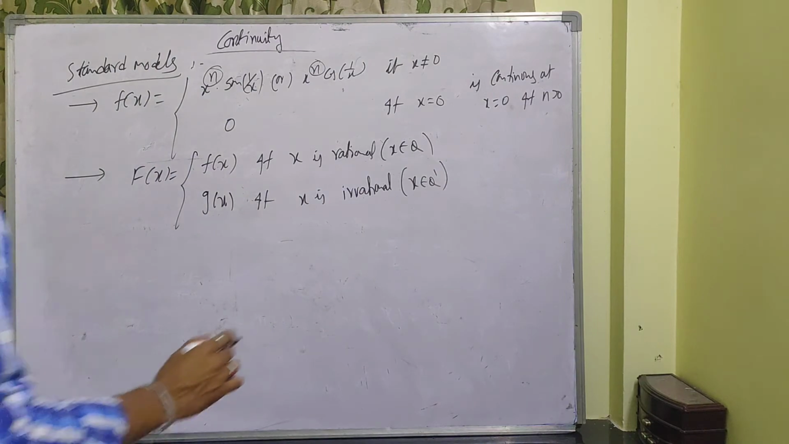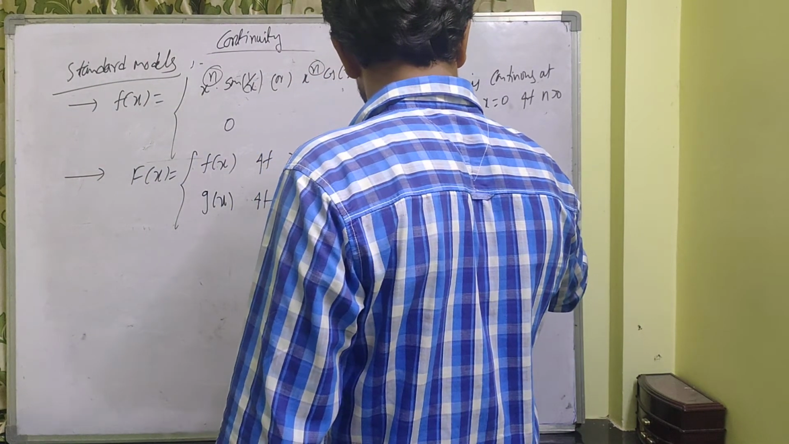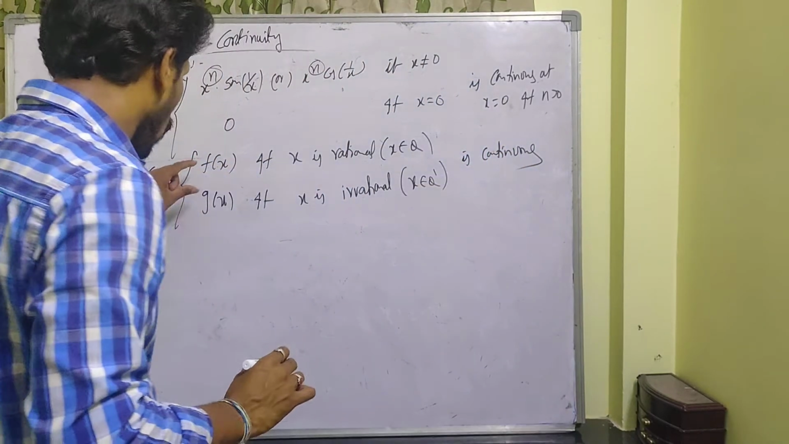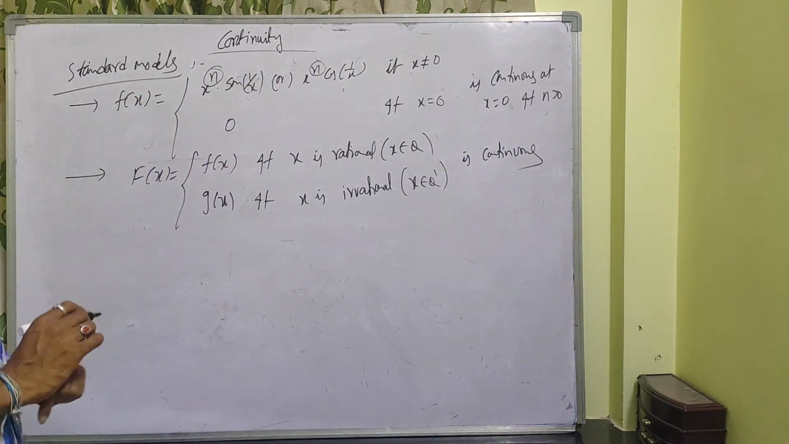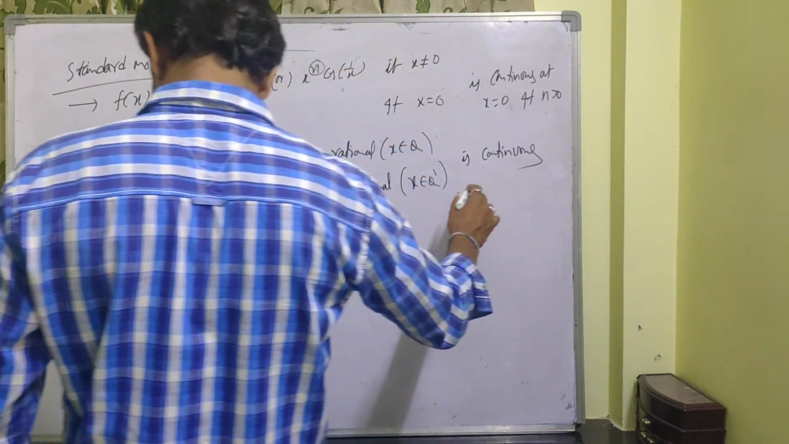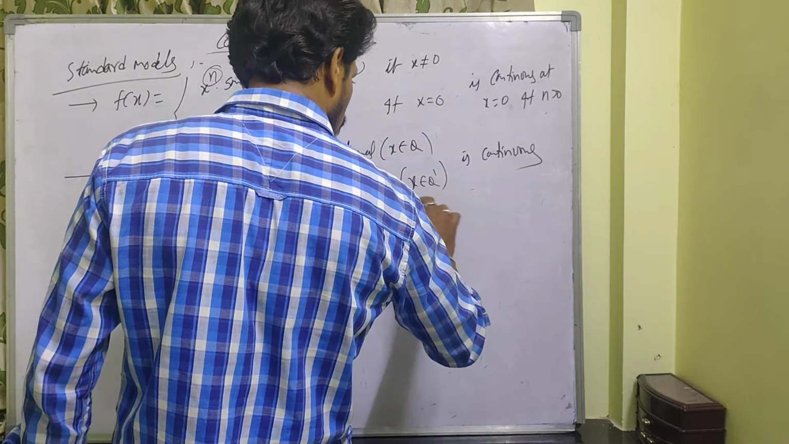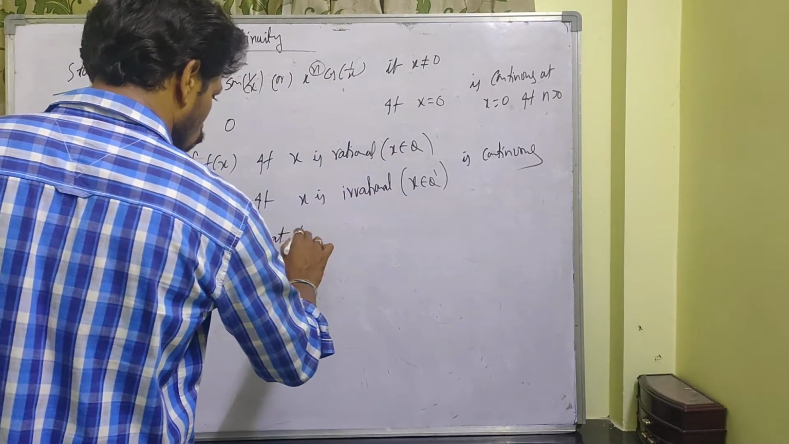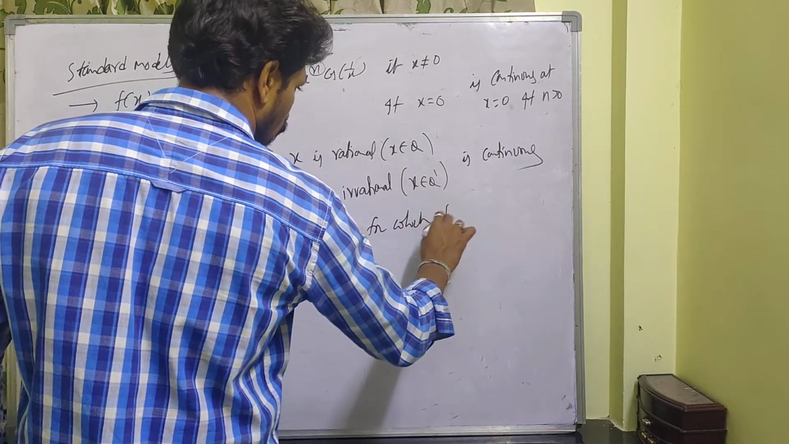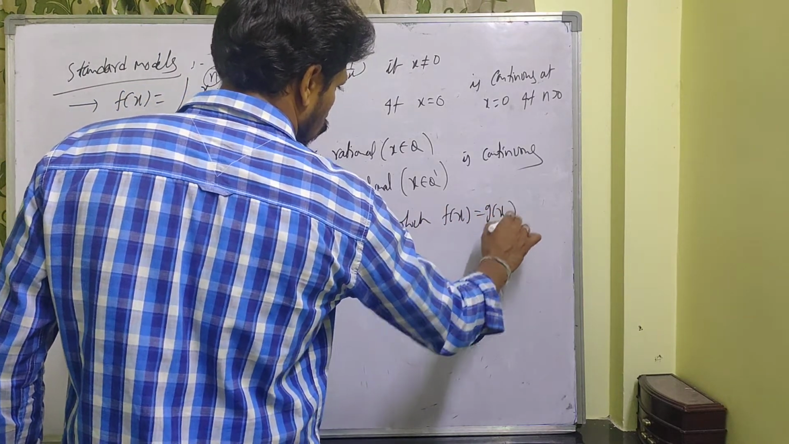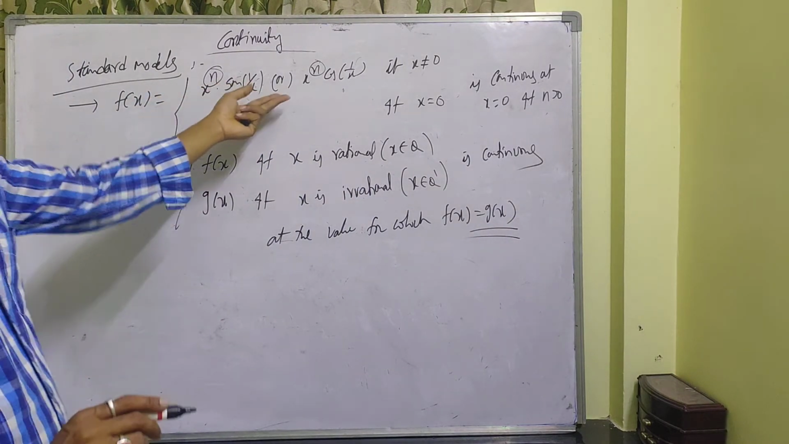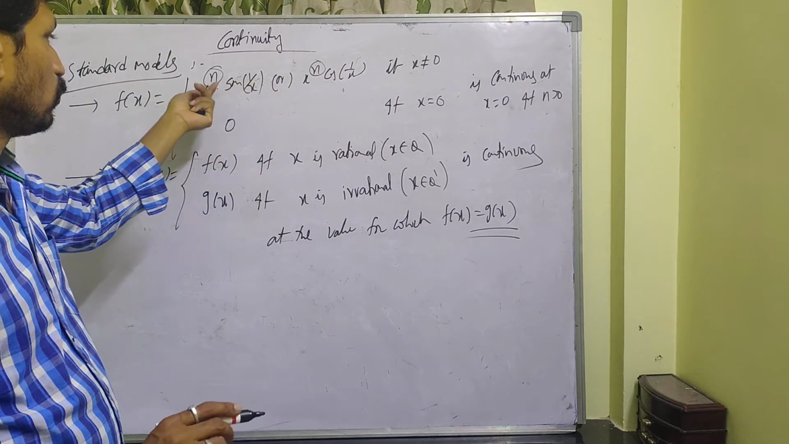Okay, it is continuous at the point where these two functions are equal, that is, continuous at the value for which f of x is equal to g of x. Very, very important. Based on this, you can very clearly answer questions.